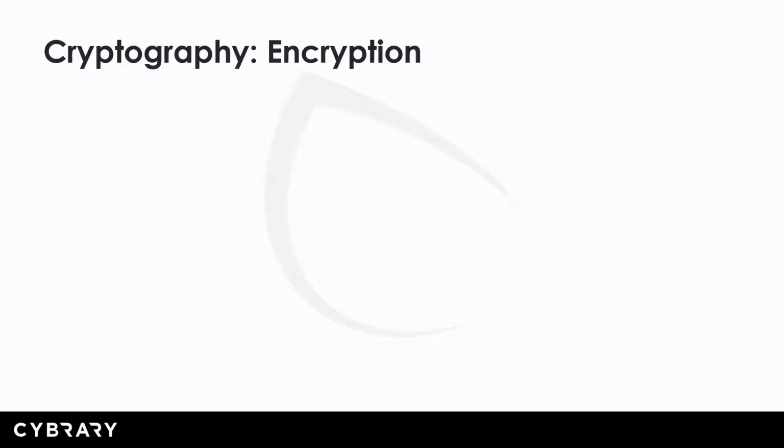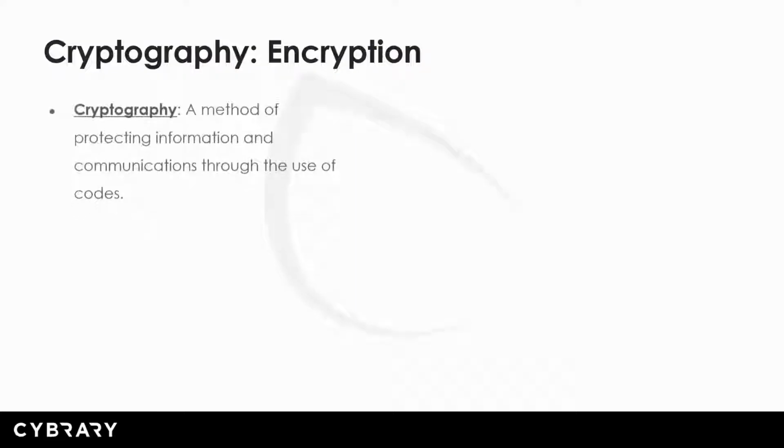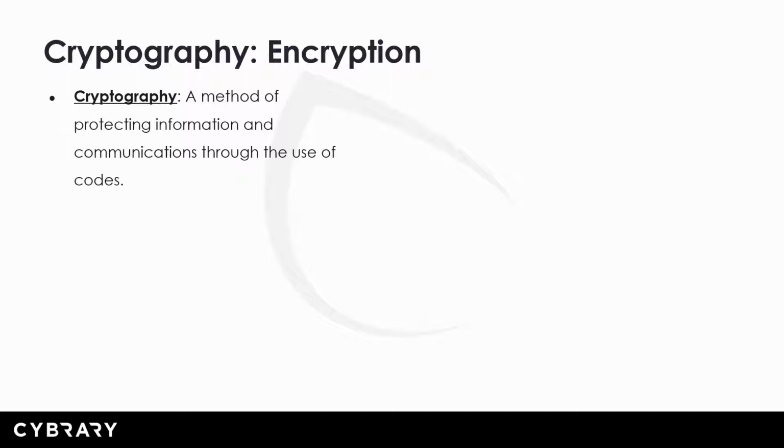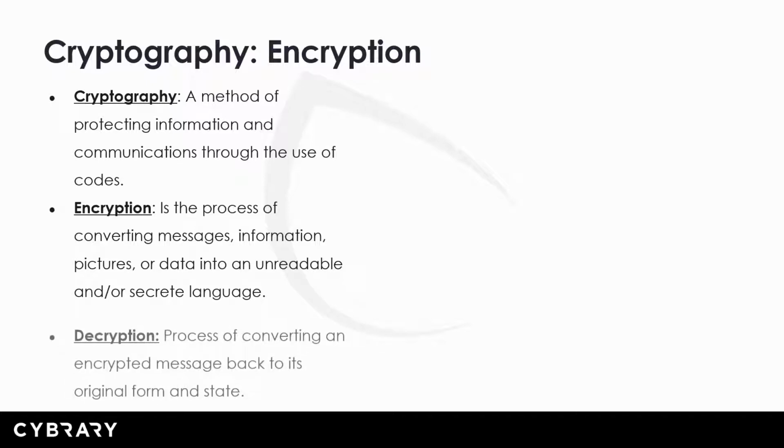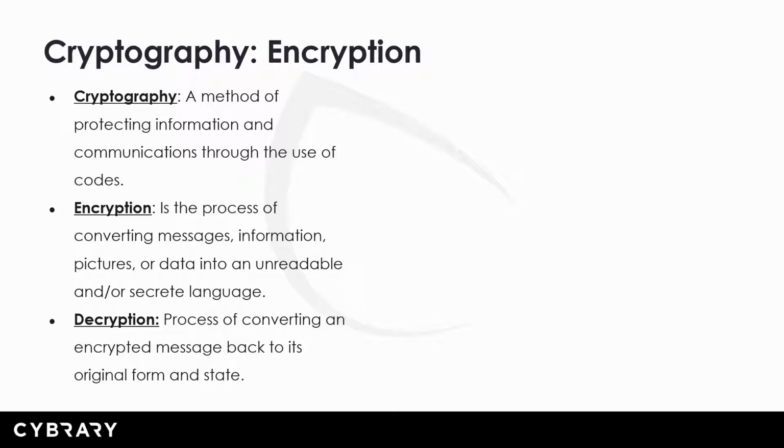And now let's go ahead and dive into cryptography. Cryptography is a method of protecting information and communications through the use of codes. We use cryptography to convey a message in privacy and to ensure confidentiality. Encryption is the actual means of using cryptography. It's the process of converting those messages into an unreadable or secret language. And on the other hand, decryption is the process of converting an encrypted message back to its original state or form. An example of such could be a decoder ring.